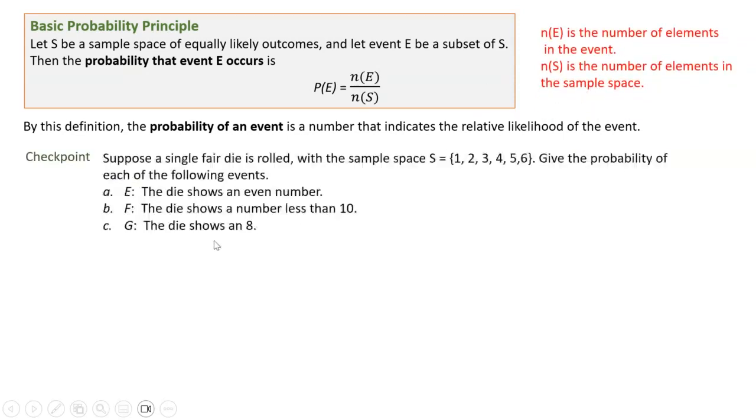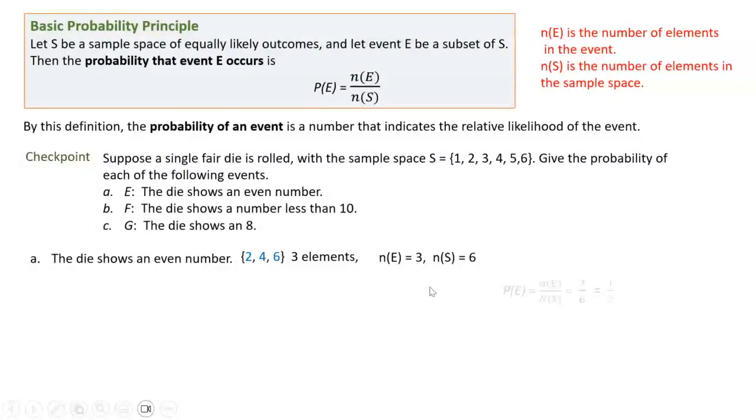Now, checkpoint. Suppose a single die is rolled with the sample space S equals the set with elements 1, 2, 3, 4, 5, and 6. Give the probability of each of the following events. Solution: for part A, the die shows an even number. So it's going to be 3 elements, a 2, 4, and 6. So N of E is 3 and N of S is 6. So it's going to be 3 over 6, which is equal to 1/2.